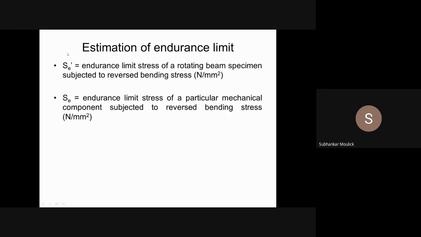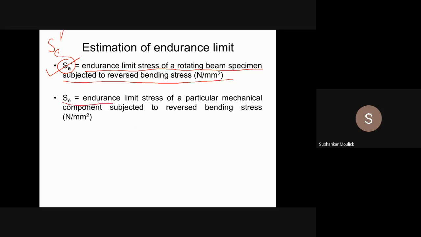assume that SE dash, this is SE dash. This is the endurance limit stress of a rotating beam specimen subjected to reversed bending stress, in Newton per mm square. That means this is the value of endurance limit which we obtain from the experimental method that I have discussed in the last class. And what is SE?